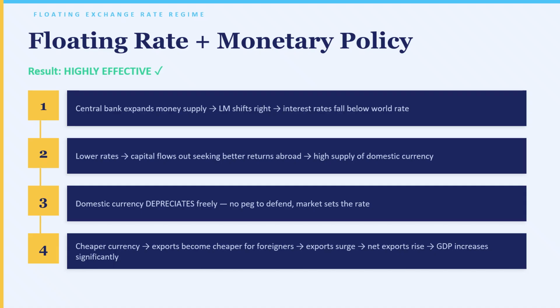Demand for your goods surges internationally, and net exports rise sharply, and that drives the GDP higher. The exchange rate depreciation is the transmission mechanism, and the central bank didn't need to spend anything or directly stimulate demand. It just let the currency fall, and exports did the work. This is what Japan has done repeatedly. Monetary policy in a floating rate regime is extremely powerful.